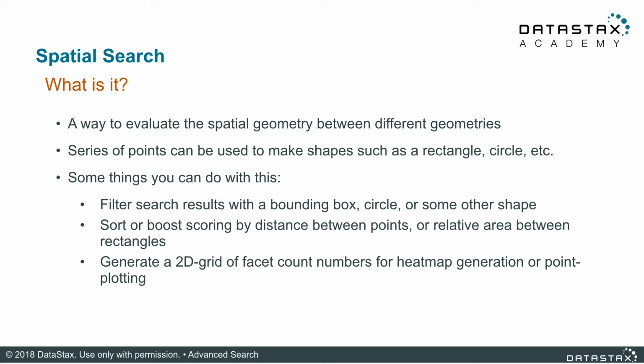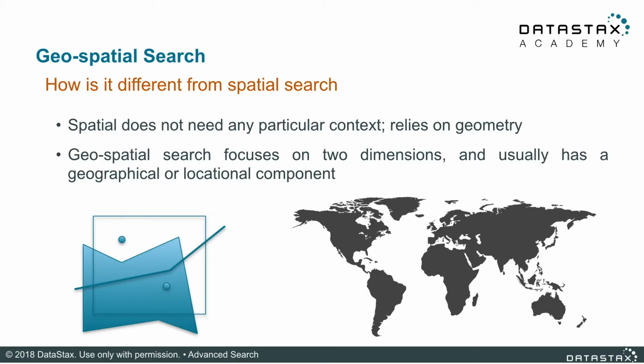We can sort or boost scores based on the distance between 2 points or shapes, or by comparing the relative area between two shapes. Spatial Search can also generate a 2D grid of facet counts that can be used for heat map generation or point plotting. Spatial Search itself does not need to rely on any specific context, and only relies on the geometry to do its comparison. On the other hand, Geospatial Search typically focuses on a geographical or locational context and tends to work in just 2 dimensions.